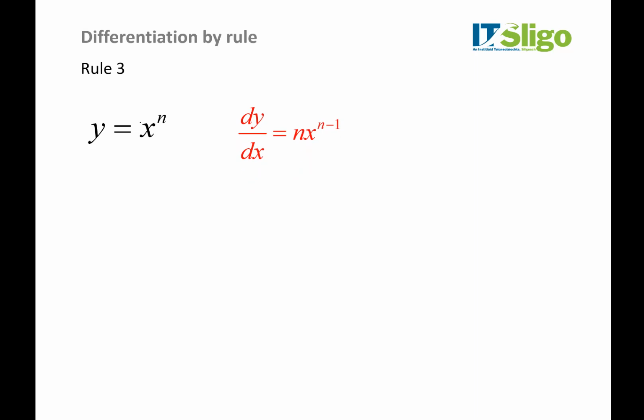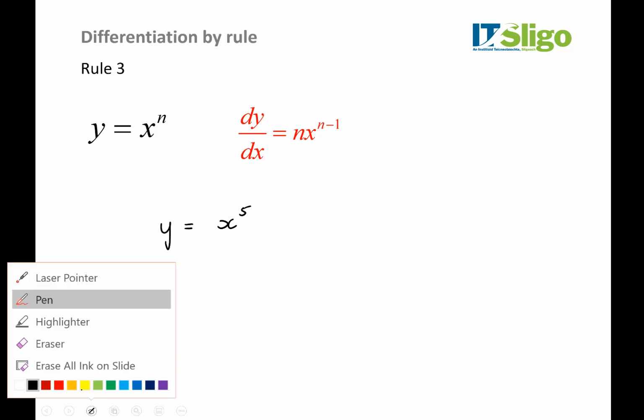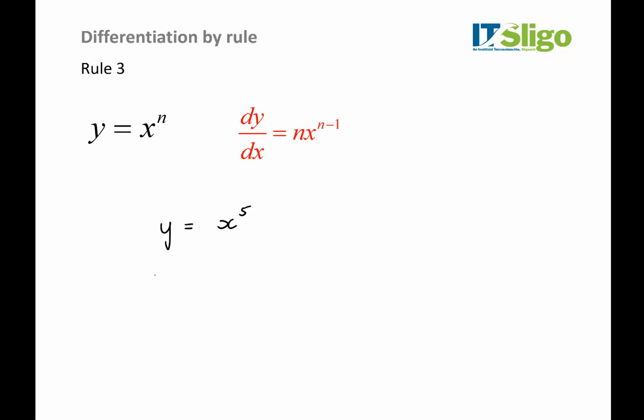And the derivative looks like this. So what happens is the power comes down and is multiplied, and then we add -1 to the old power. So say if we have y is equal to x to the power of 5, my derivative: the power comes down, the 5 comes down, and then we add -1 to the old power. So that then becomes 4.